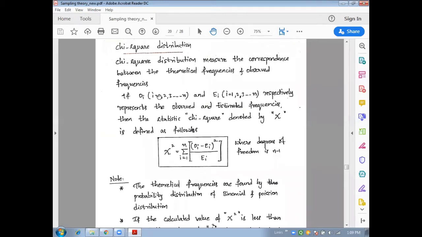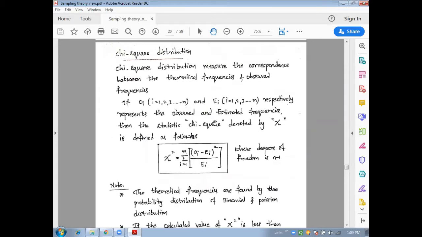If Oi, where i is from 1 to n, and Ei respectively represent the observed and expected frequencies, then the statistic chi-square, denoted by this notation, is defined as chi-square equal to the summation of i from 1 to n of (Oi minus Ei) whole square by Ei, where Oi is the observed frequency and Ei is the expected frequency. We have the degree of freedom as n minus 1.